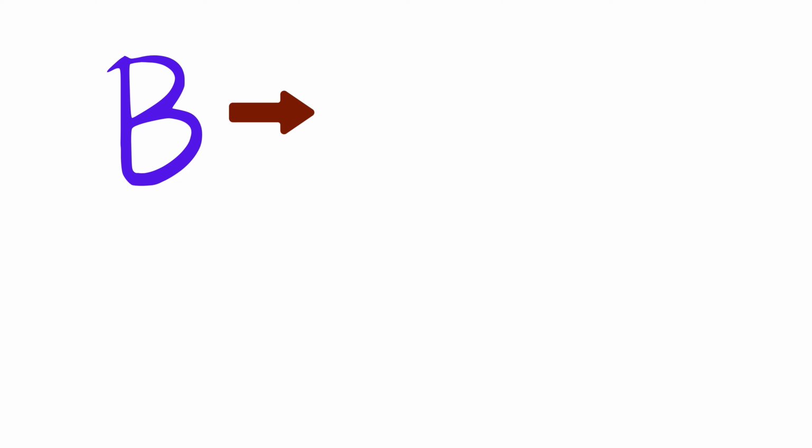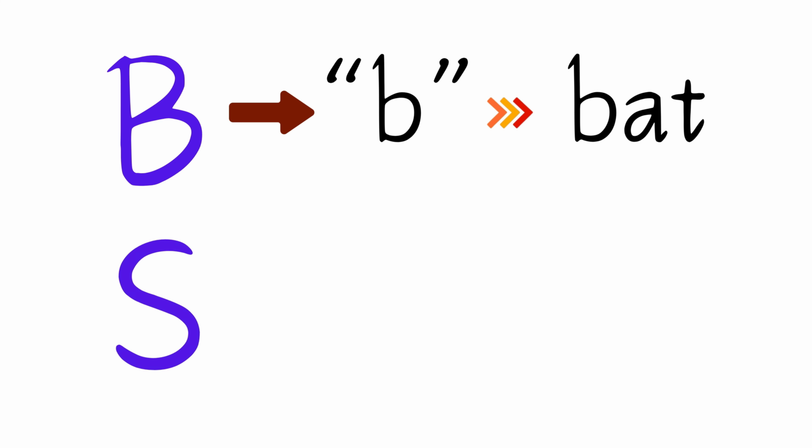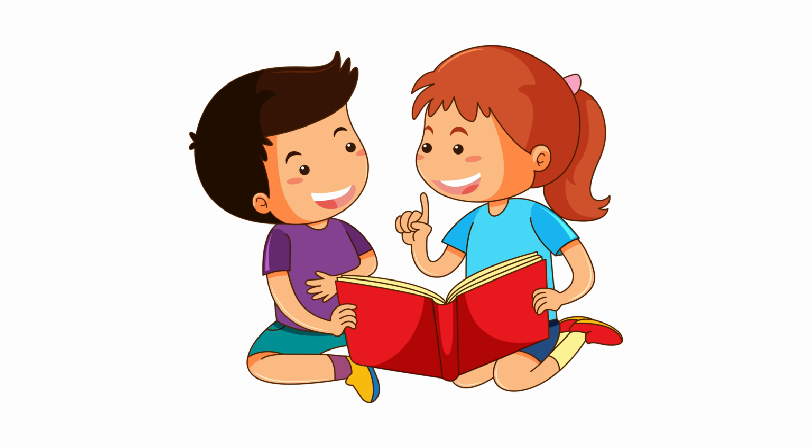For example, the letter B sounds like B in bat. The letter S sounds like S in snake. Try saying these consonant sounds too.